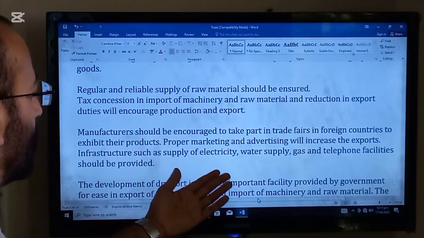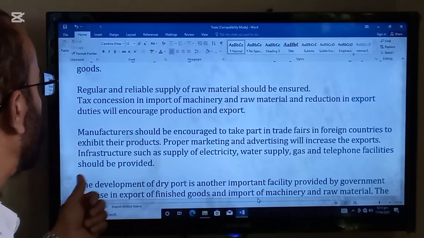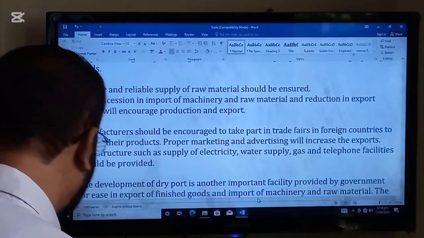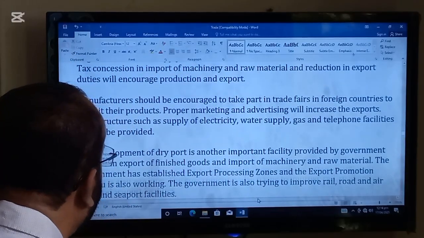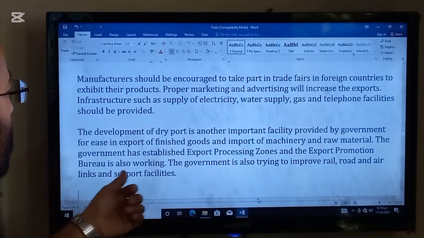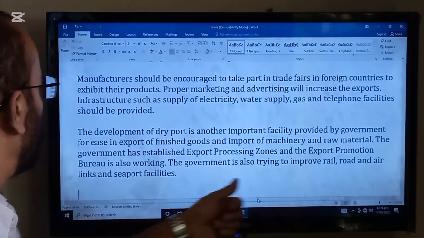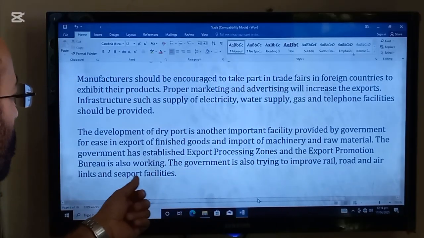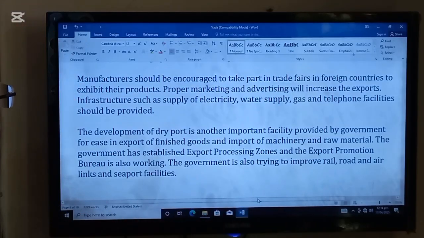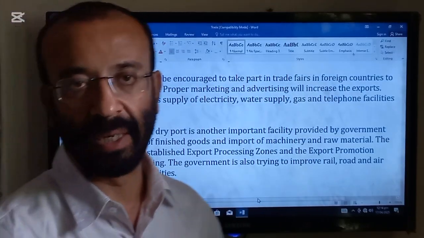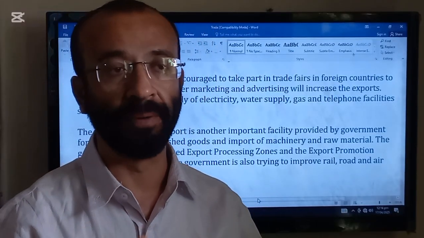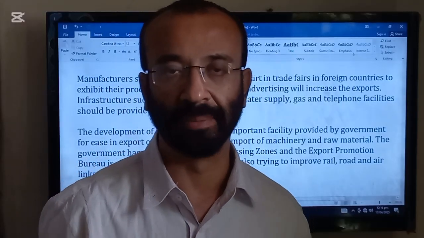Infrastructure such as supply of electricity, water, gas, and telephone facilities should be provided. The development of the tripod is another important facility provided by the government for ease in export of finished goods and import of machinery and raw material. The government has established export processing zones, and the export promotion bureau is also working. The government is also trying to improve railway, road and air links and seaport facilities. So these are the helps that the government is actually providing to small industries in Pakistan.